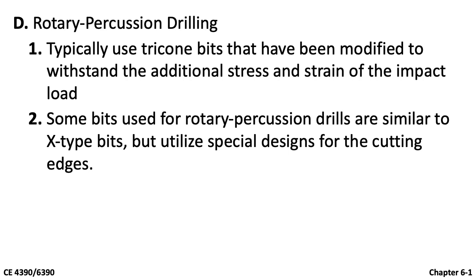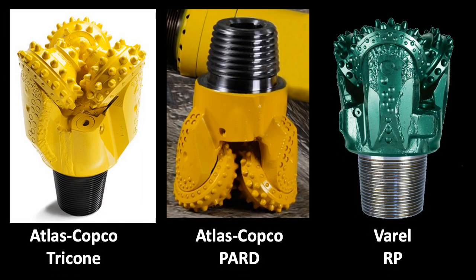For rotary percussion drilling, we typically use tricone bits that are modified to withstand the additional stress and strain of the impact load. Some bits used for rotary percussion drills are similar to X-type bits, but may utilize special designs for the cutting edges. Here are some popular tricone bits used for rotary percussion drilling. We have Atlas Copco Tricone, Atlas Copco Pard, and VAR LRP.